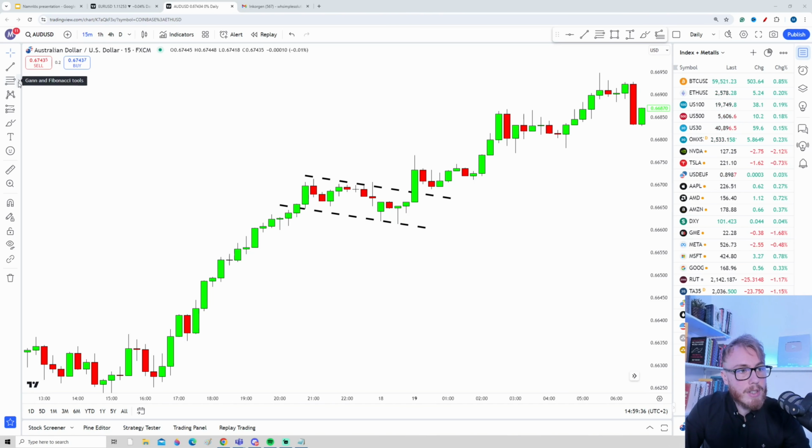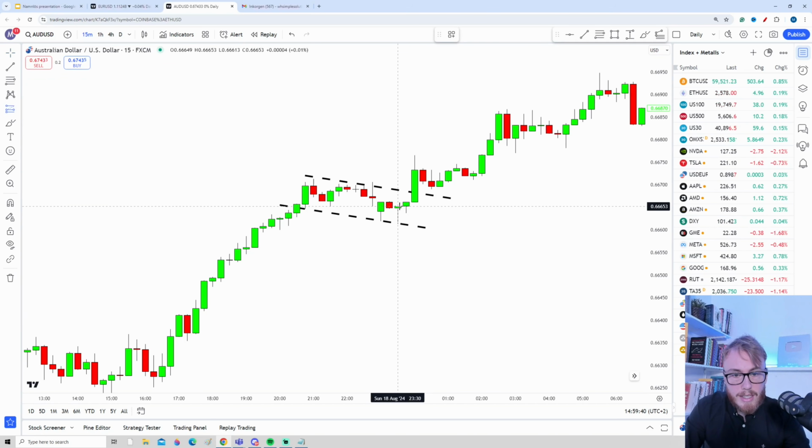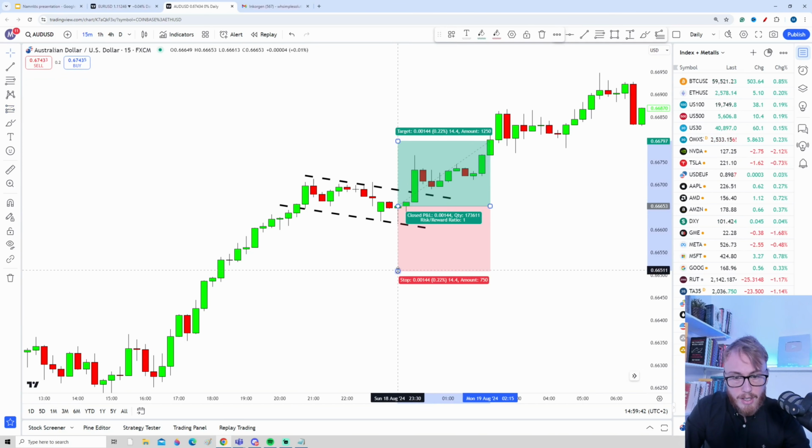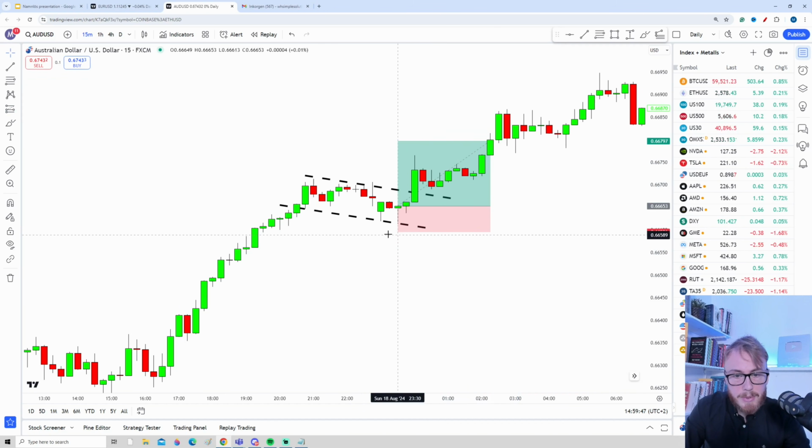Let me just do an example of an entry position. So let's use a long position. Let's say that we enter at the candle close of this candle. Then I would probably set my stop loss somewhere around here. As you can see, I leave a wider stop loss. And why do I do this?